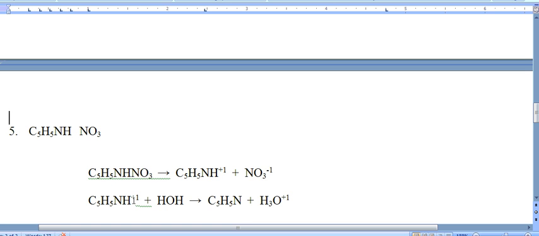When this is actually placed into water, a hydrogen is going to drop onto the water, forming hydronium, the H3O+, and then we'll be left with our neutral weak base. So this will cause the solution to become more acidic.